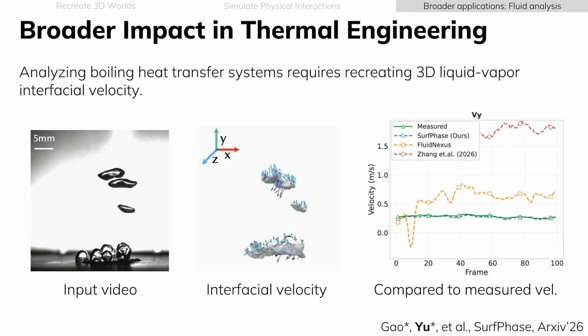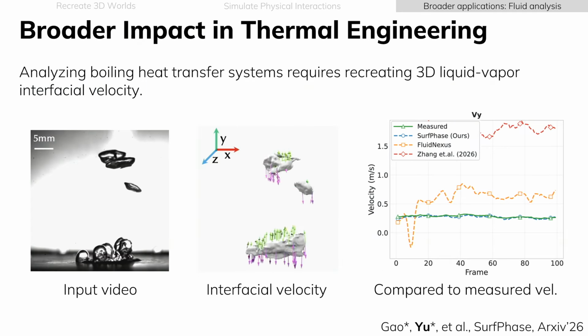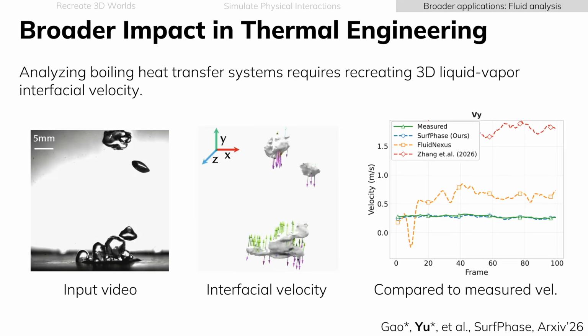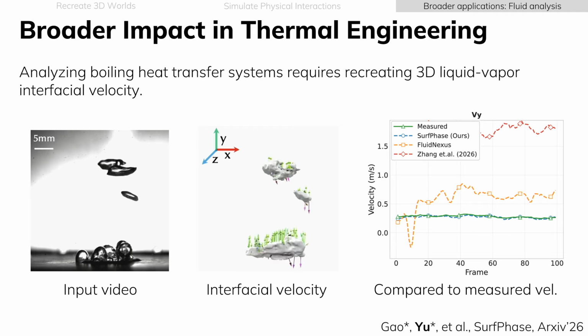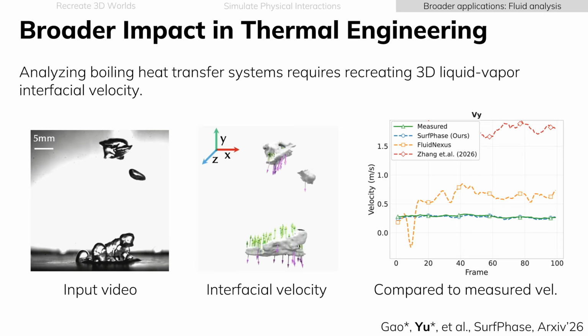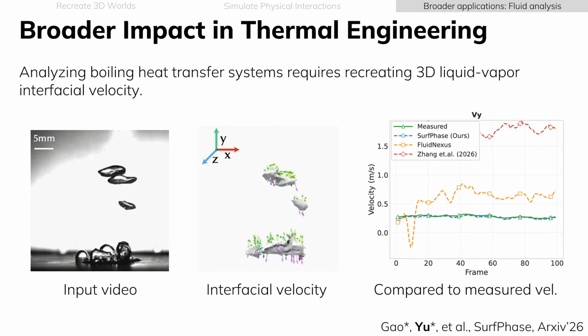Now, this line of work also has real-world impact in broader domains, such as thermal engineering, as I mentioned. In that, boiling heat transfer is an important technique. And it is actually everywhere in our daily life.